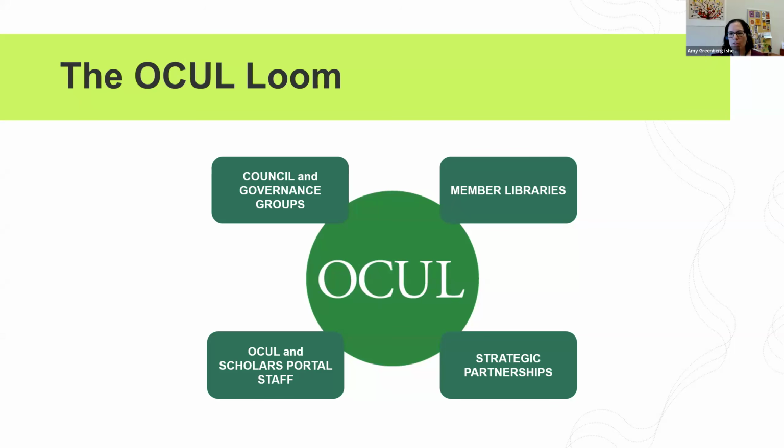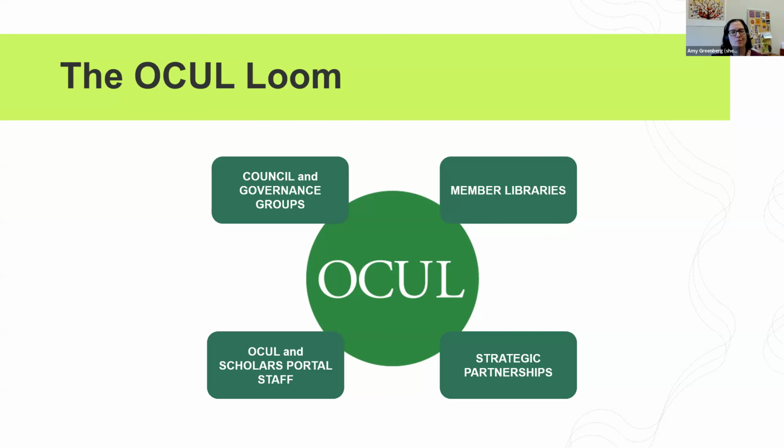So one component of this is our council and our governance groups, where the council is essentially the board of directors for our consortium. And it consists of the 24 directors of our OCUL member libraries. We have 20 institutional members and 4 associated universities. And on the governance group side, we have over 20 governance groups.